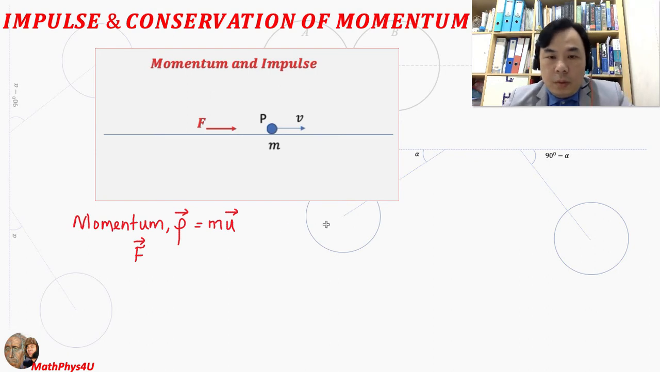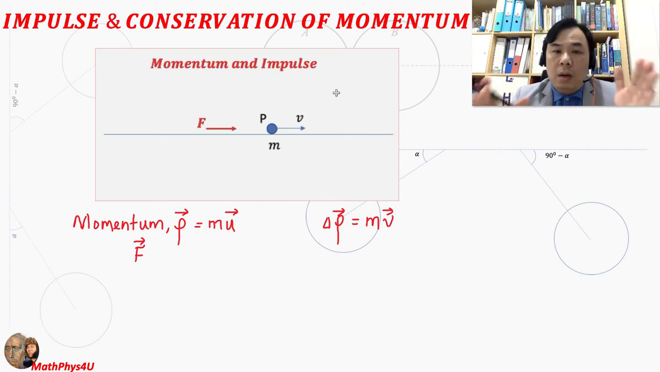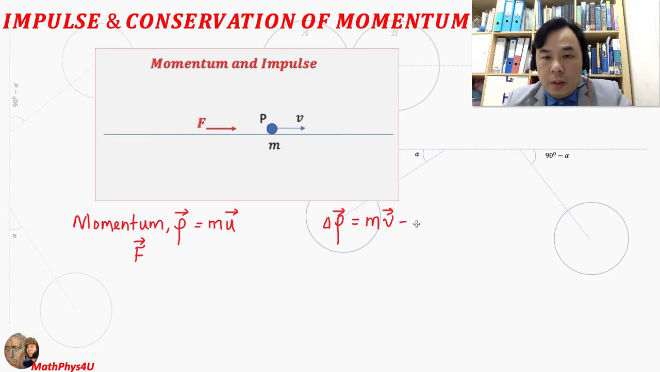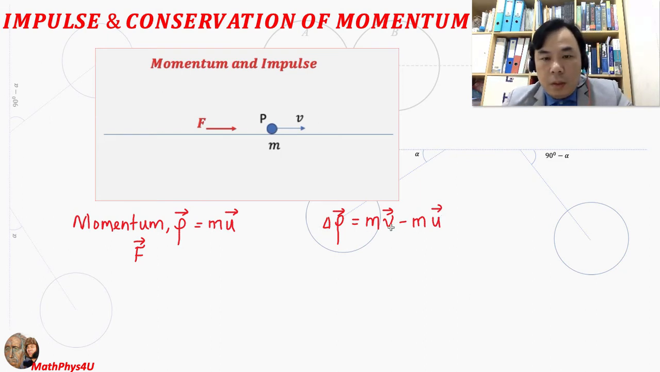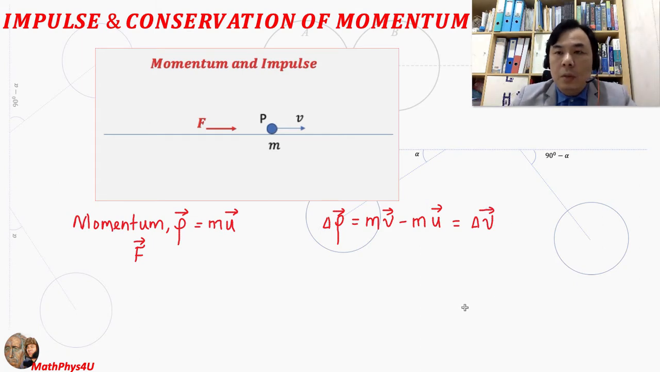So before that, I'm going to write down the change in momentum. We have a change in momentum, which is mass multiplied by v, the final velocity, and then you have the initial velocity here. That will be our change in momentum, or a shorthand version, you can write this as change in velocity in general.